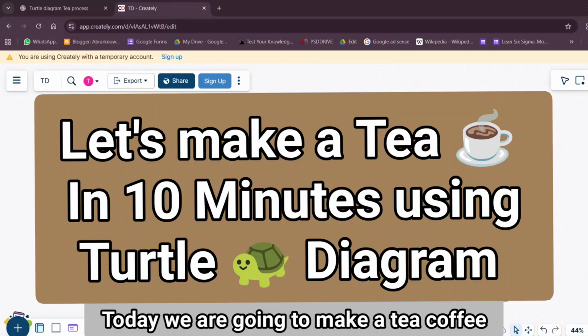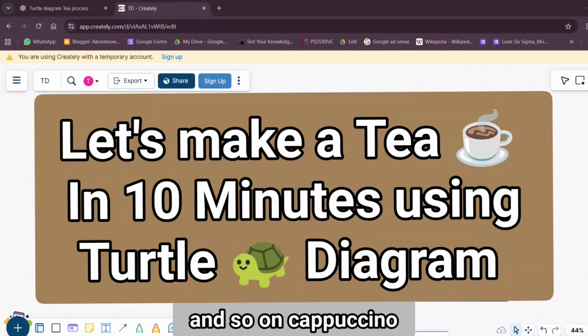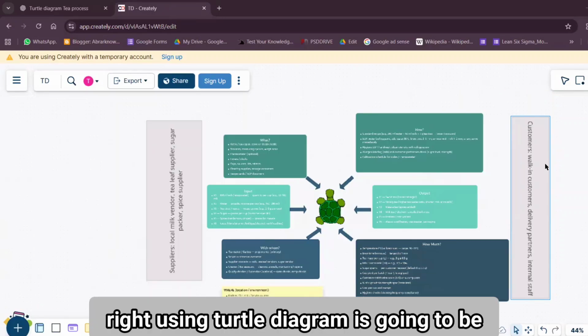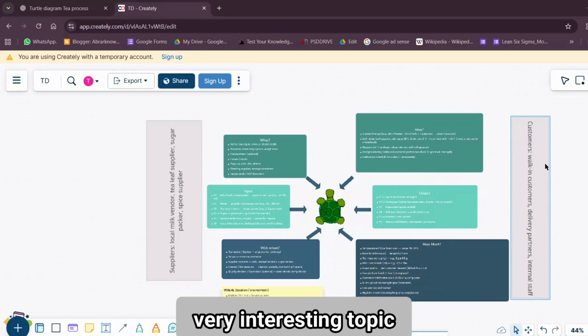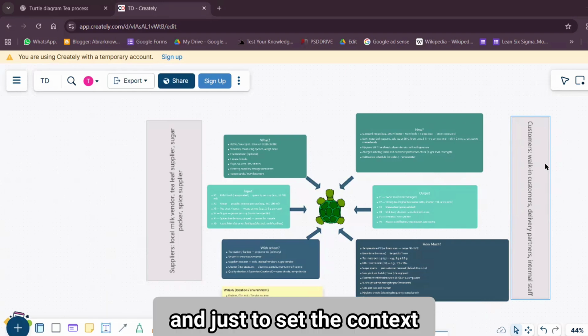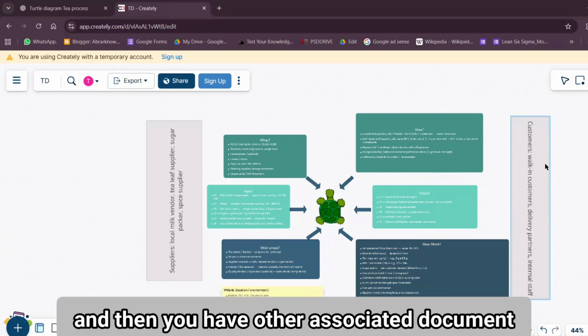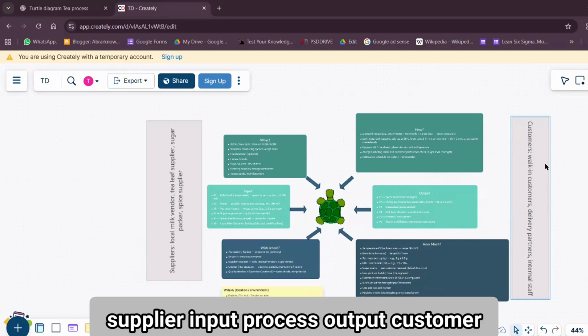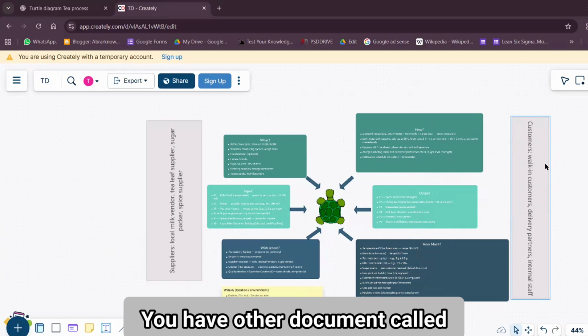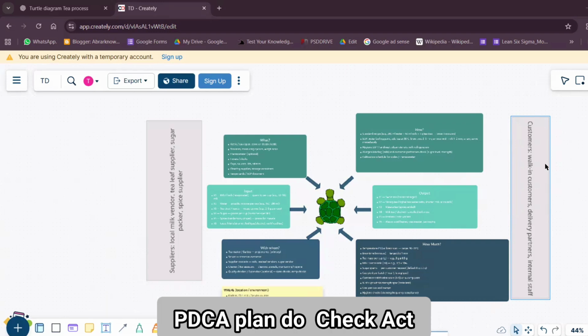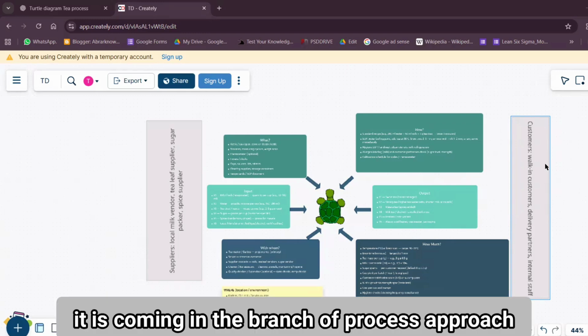Today we are going to make a tea, coffee, and so on, cappuccino, right? Using a turtle diagram is going to be a very interesting topic. And just to set the context, there is the turtle diagram, and then you have other associated documents like SIPOC, which is supplier, input, process, output, customer. You have another document called PDCA, plan, do, check, act.